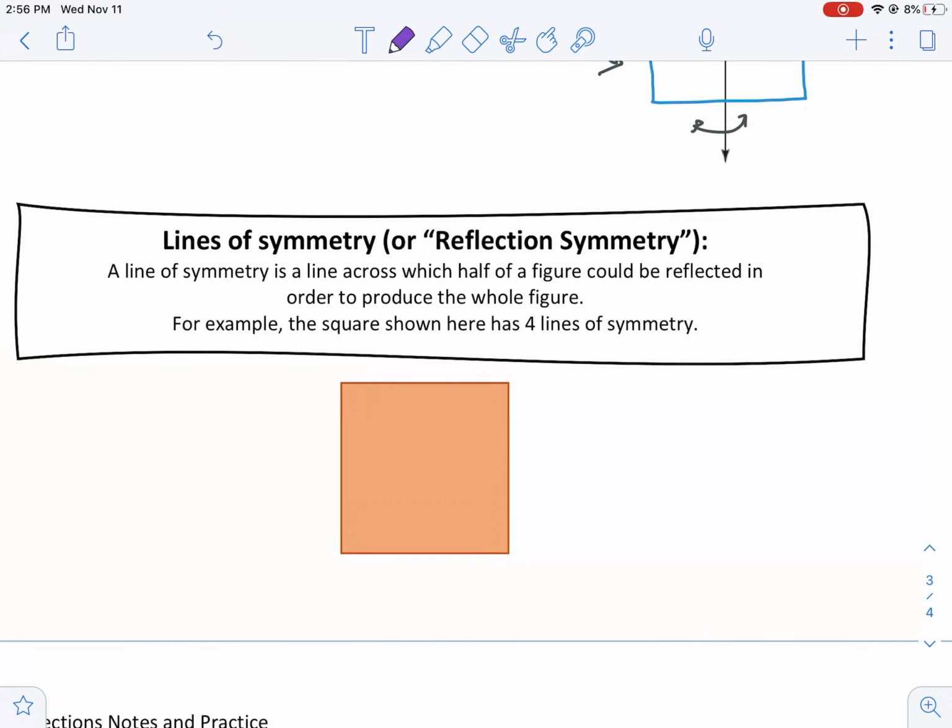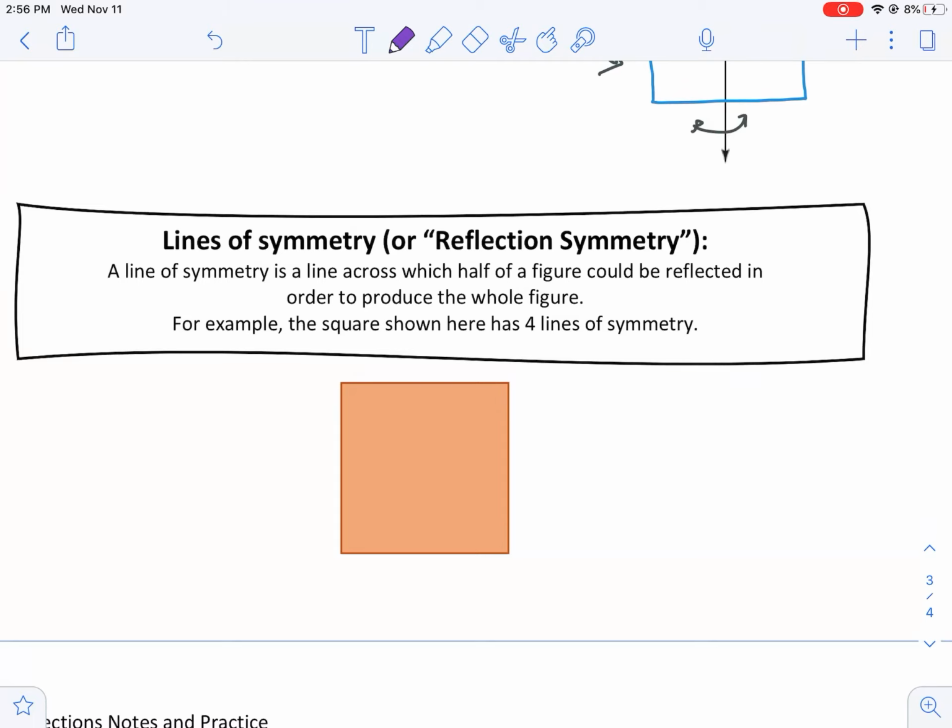Okay, so last bit of reflection. We have to talk lines of symmetry. Now, you've probably heard the word symmetry before, whether it's in daily life or in math. A line of symmetry is a line across half of the figure in which, if you folded on that line, you would have a perfectly reflected image, so it would match on both sides.